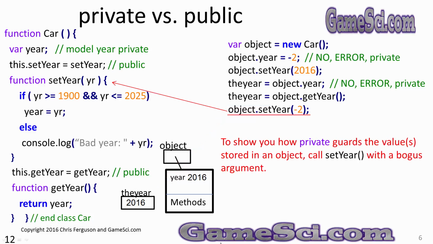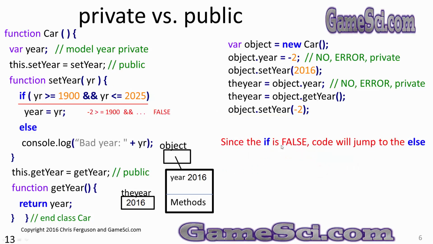Finally, let's call setYear with a bad value. To show you how private guards the value stored in an object, call setYear with a bogus argument. The -2 was sent over to setYear. -2 greater than or equal to 1900 is false. Once this portion is false, it really doesn't matter whether the other is true.